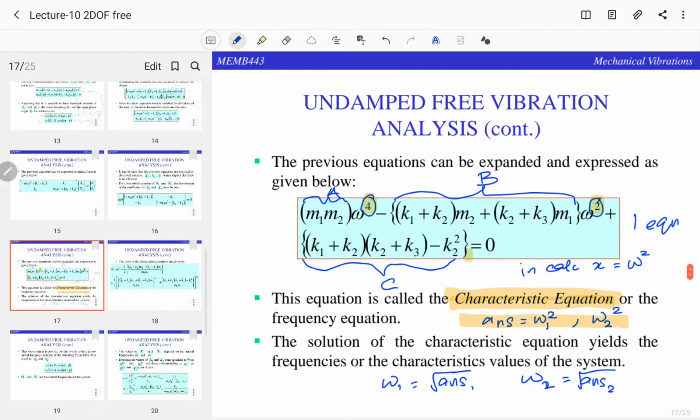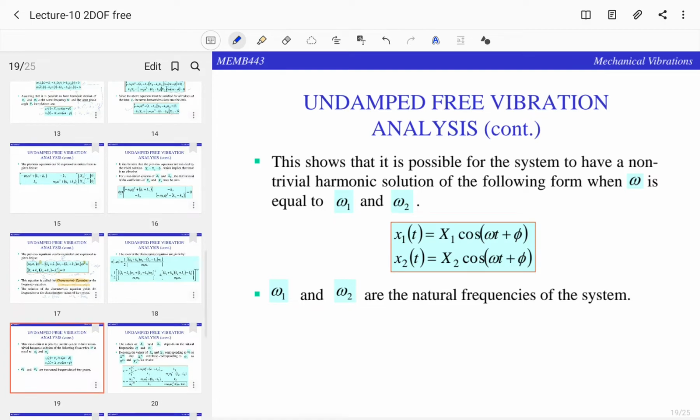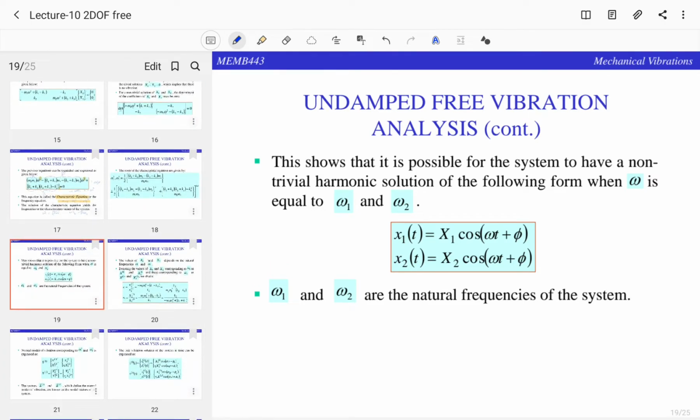As I said, normally for calculations, you just use your calculator to get the value. Once you get that, then you can actually substitute into the equation. You already have the frequencies.